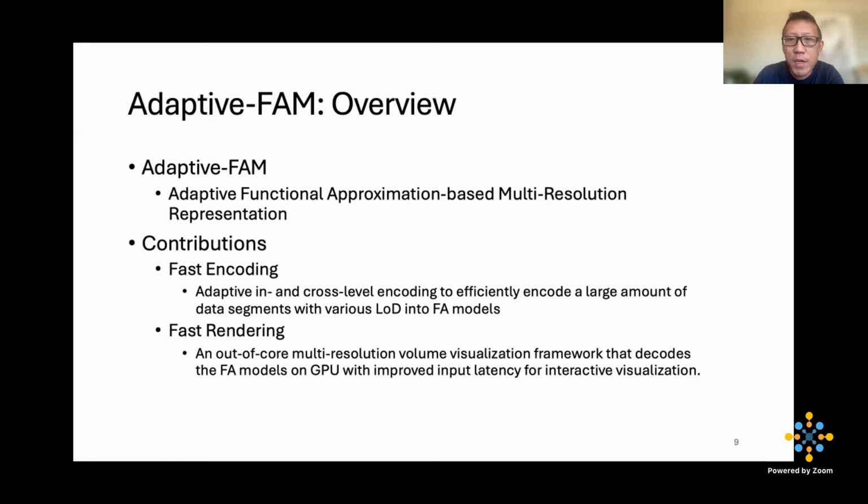Our work is trying to address two main challenges here, which are the encoding time and the rendering time. Our encoding pipeline is an efficient end-to-end modeling through in-level and cross-level encoding to model large-scale volumetric data into a compact multi-resolution representation. Secondly, our rendering pipeline employs an out-of-core approach to render the encoded representation, delivering interactive responsiveness on commercial GPUs.